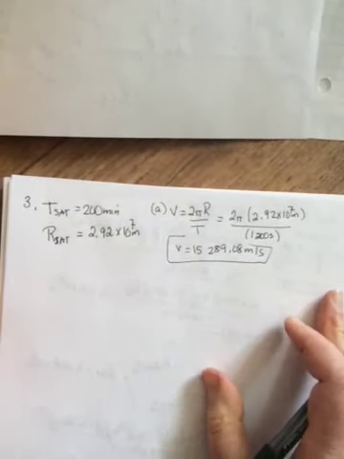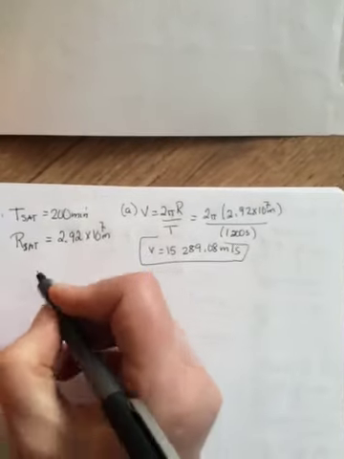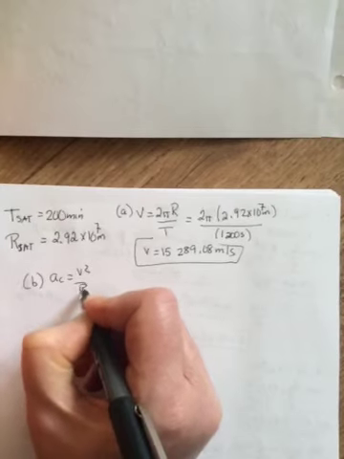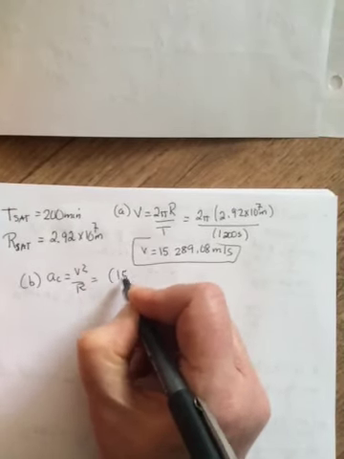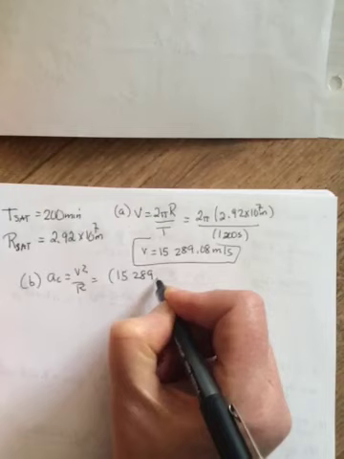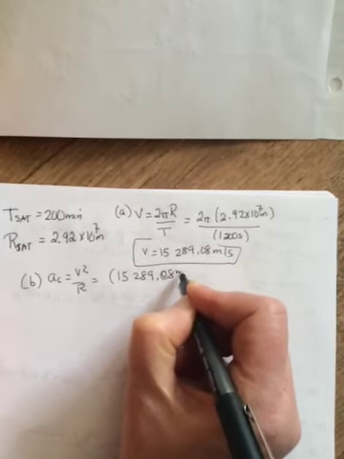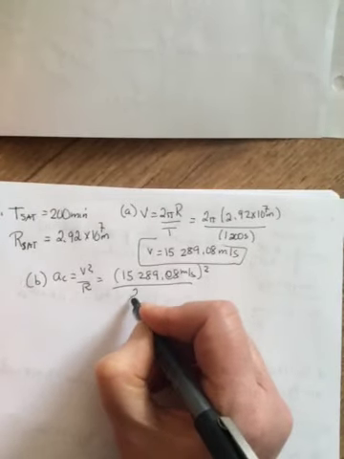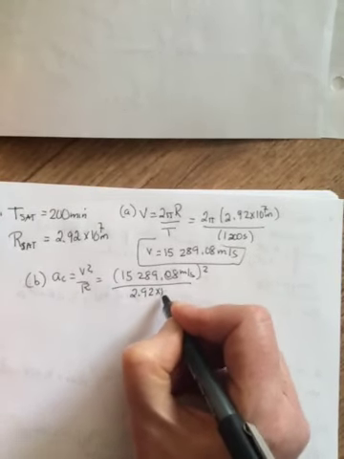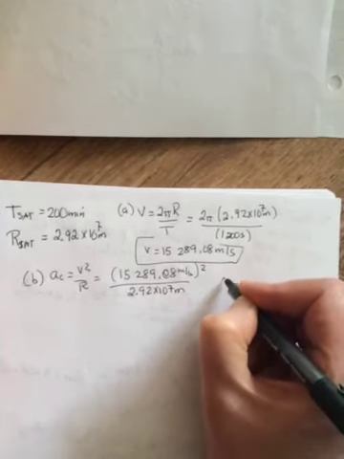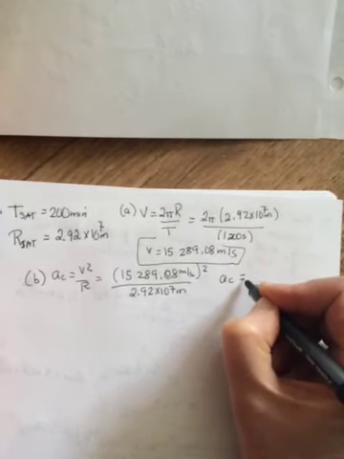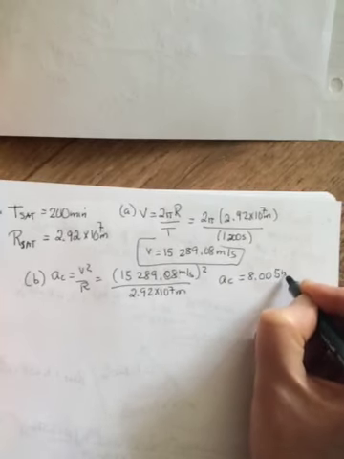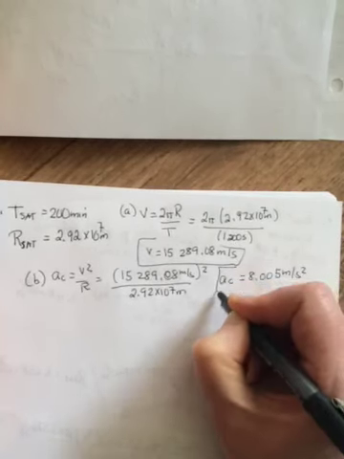And then part B wants us to find the centripetal acceleration. So then it's just going to be ac equals v squared over r. So your 15,289.08 meters per second squared over 2.92 times 10 to the 7th meters. And you should get an ac of 8.005 meters per second squared.